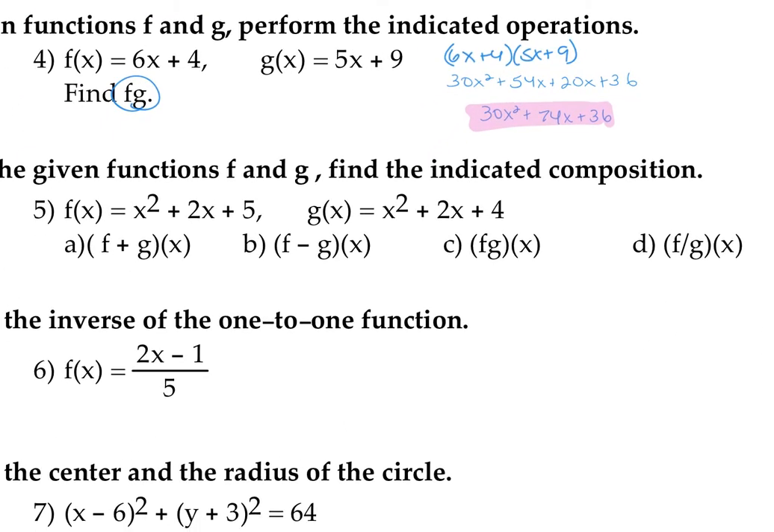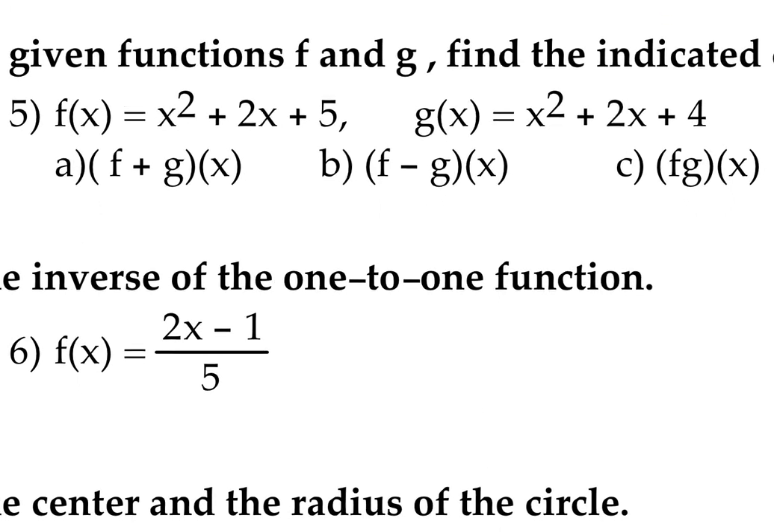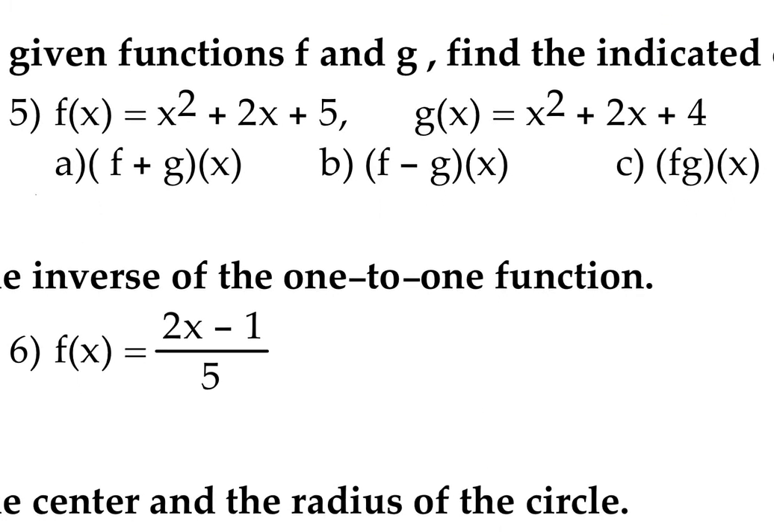For 5, which has multiple parts, the first one you're adding the two functions. So it says to find f plus g. I would do x squared plus 2x plus 5 plus x squared plus 2x plus 4. So I get 2x squared plus 4x plus 9. For f minus g, it's pretty similar, except we are going to leave the signs of the first one. And then when we subtract, that negative is going to go to each one of these. So it would be minus x squared minus 2x minus 4. These cancel, and then 5 minus 4 is just 1.